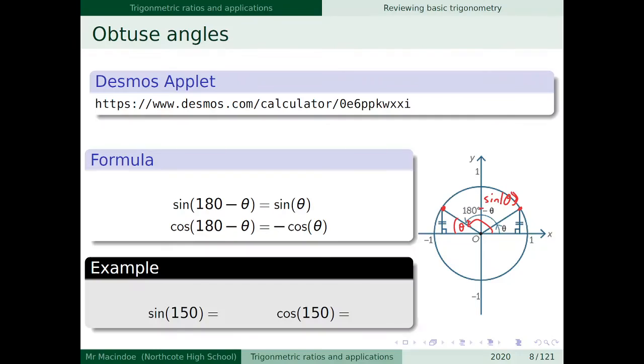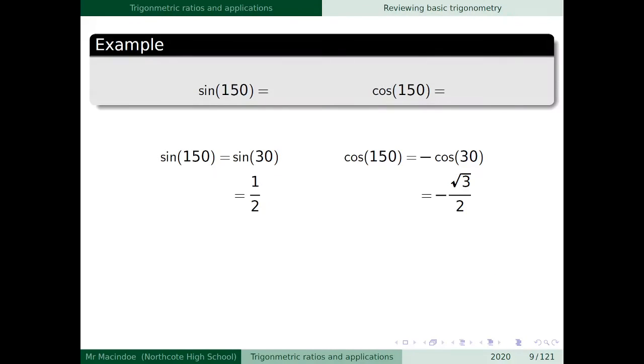And then likewise, in a similar vein, we said that this distance was cos theta, the x value. And over here, if it's that angle in there, then that is just negative cos theta, because we're on the negative side of the x-axis. So I can say that sine of 150 is exactly the same as sine of 30, and cos of 150 is just negative cos of 30. And as it happens, those are exact values, so we could even get them exactly.